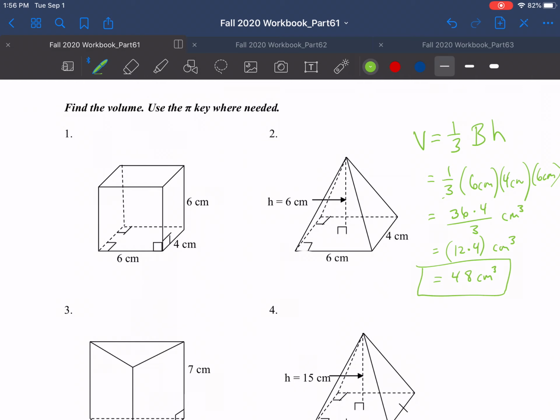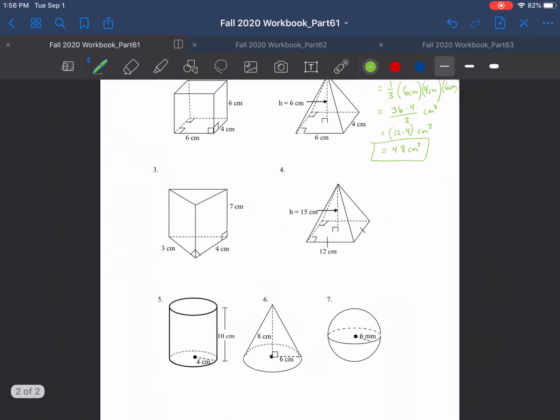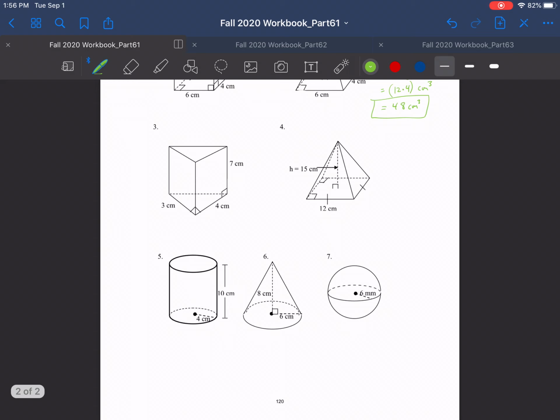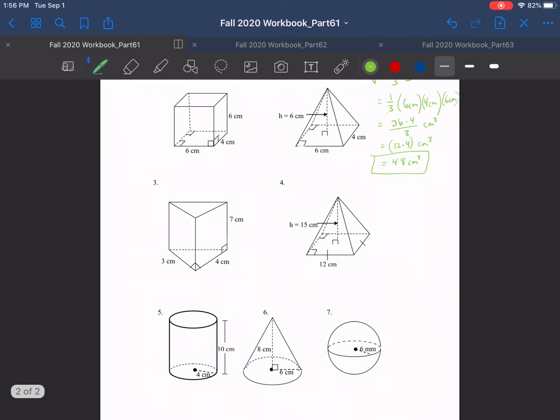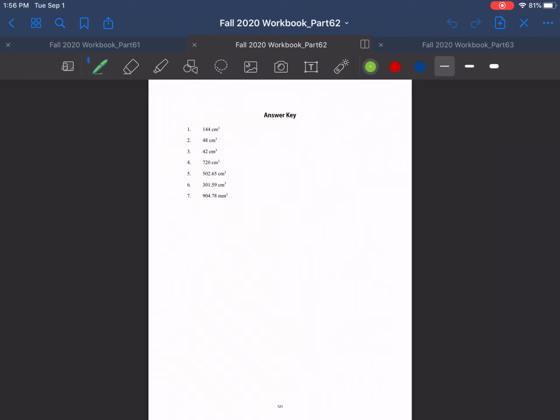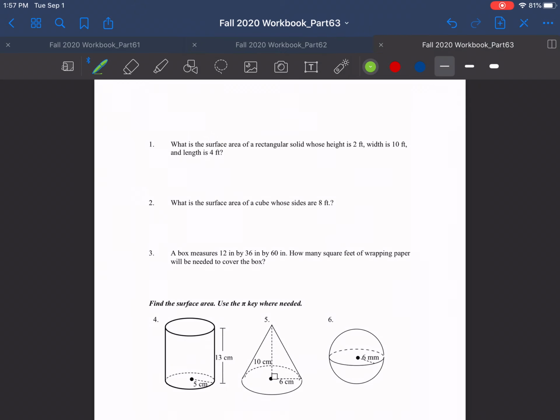So I want you to go through and try working on these ones here, see if you can get them solved, find all these volumes, and then when you're done, check your answers on this next page. Make sure you got these answers to match up. Okay? After that, the only thing left here is this last page, which is doing some surface areas.